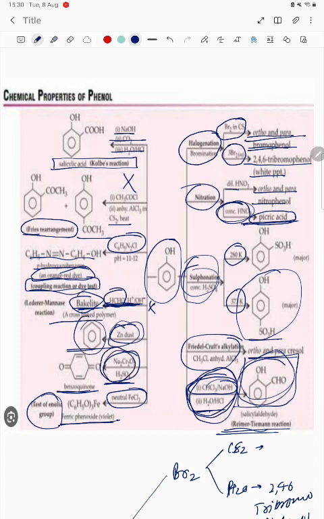Treating with sodium dichromate, it will give benzoquinone. If you are treating with neutral FeCl3, it will give what? Ferric phenoxide, violet color.